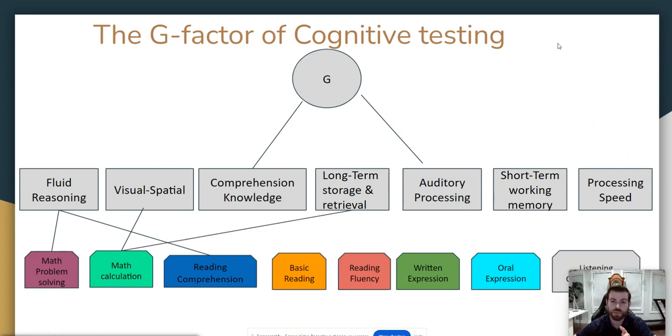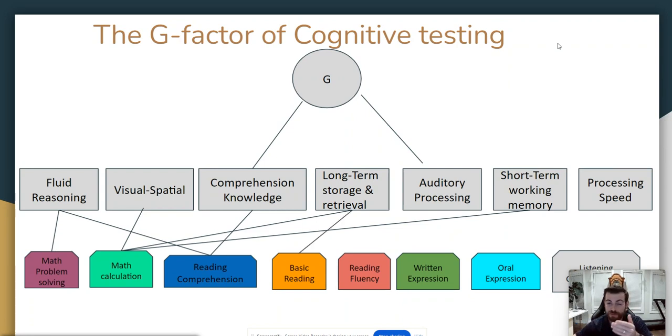Long-term storage and retrieval also has to do with math. Short-term working memory also has to do with math. And so these long-term and short-term, remember, you have to take information short-term to move it to the long-term. Comprehension knowledge, if you don't understand the vocabulary of certain words and don't understand their meanings, you may struggle with comprehending the overall reading process.